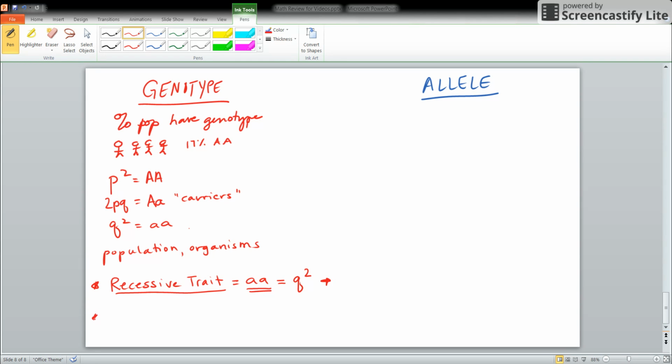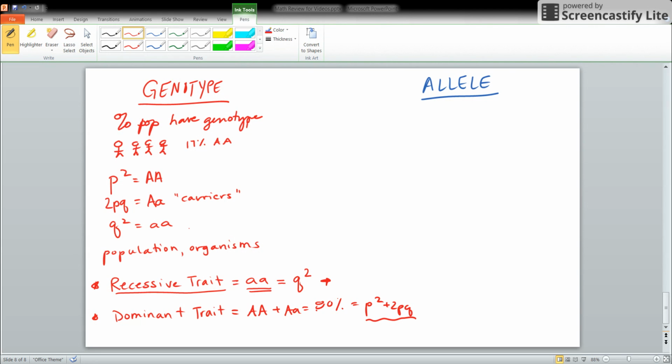Now, if they give you the dominant trait, that isn't as helpful, because the people in the population who have the dominant trait are homozygous dominant and heterozygous. In other words, if they tell you that 80% of the population is dominant, that's P squared plus 2PQ. And that is nothing that we can use, because I need the individual values, not them added together. I don't know how to break that apart. There's no way to solve for P or Q given that information.